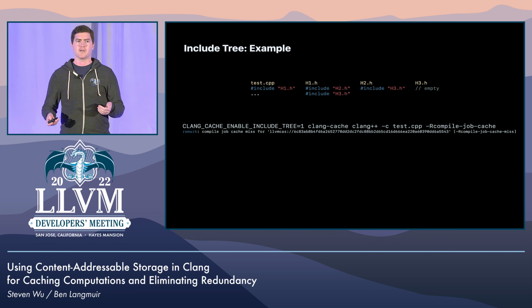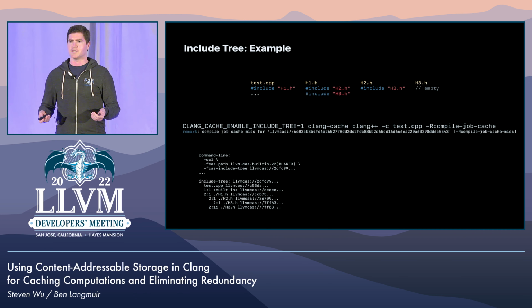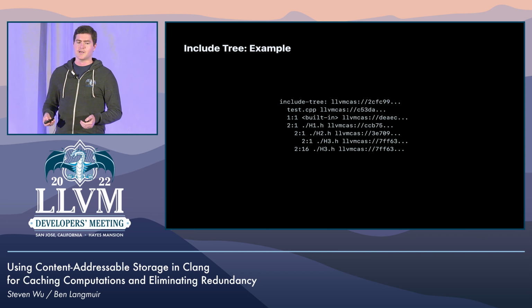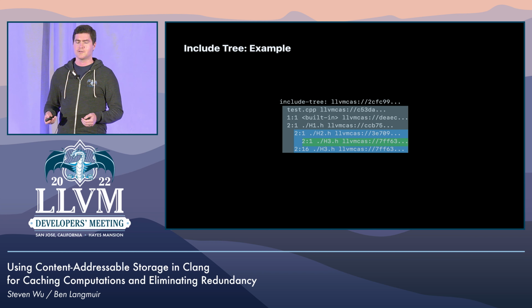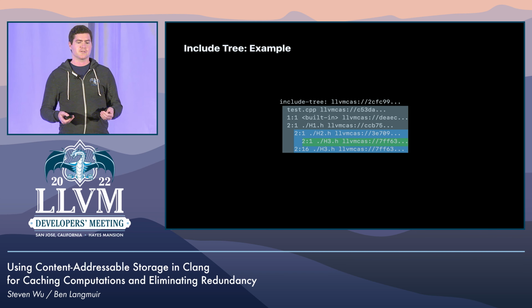As a quick example of what an include tree looks like, if we have a CPP file and some headers that include each other, when we compile this file with include tree enabled, the cache key that we looked at earlier has been changed, and now we have a CAS include tree that's being used in place of the CAS file system. As its name suggests, the include tree has a tree structure. It starts with the main input file. We have a CAS reference that points to its contents, and then for every source location in that file, we have a reference to an include tree for that included file, and so on recursively.